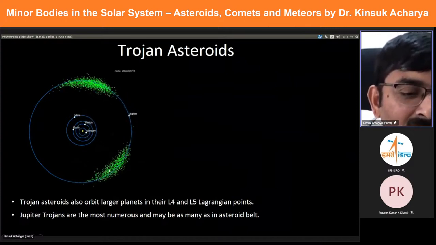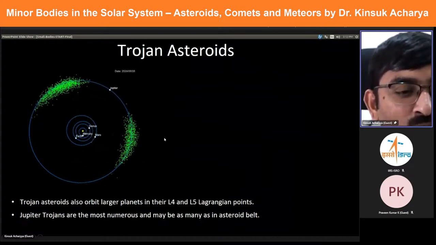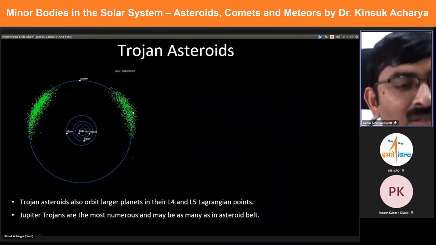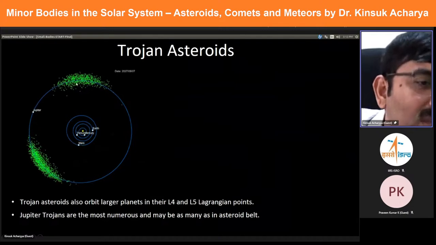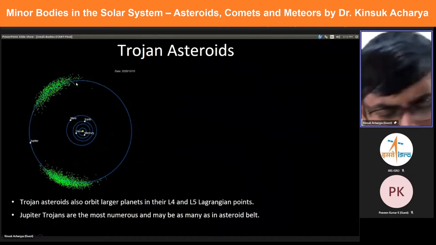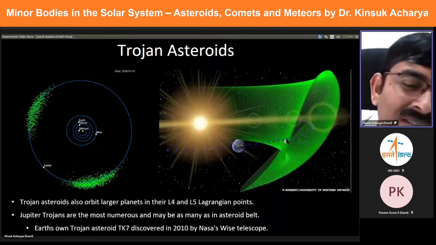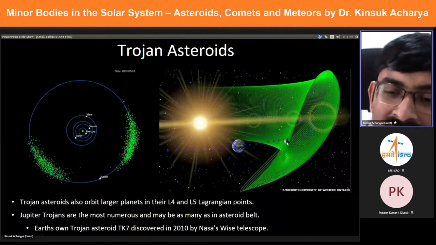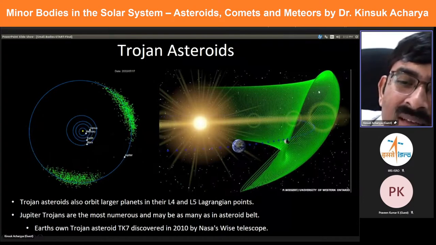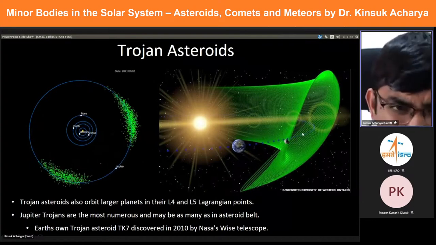So here in this picture you can see the Jupiter asteroids. These are actually called Trojans. And for Jupiter, a large number of these Trojan asteroids are found. For Earth, only in 2010, one very small Trojan asteroid called TK7 was discovered. You can see its very peculiar orbit.